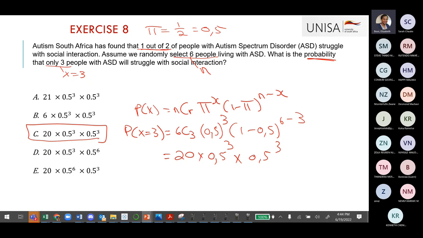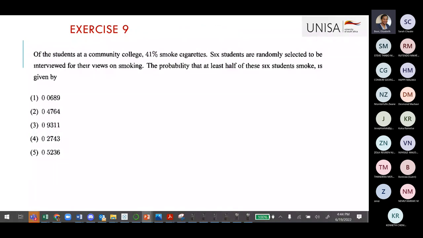And I think we're going to go over that time, because now I want to go to the Poisson, but we did Poisson so much. So we are right on time. And this one gives you 41%, so we know that this is the pi. 6 students is our N, and sorry, not 6 is our N. I'm giving you wrong things. 6 is our N. And here they say at least half of the 6.